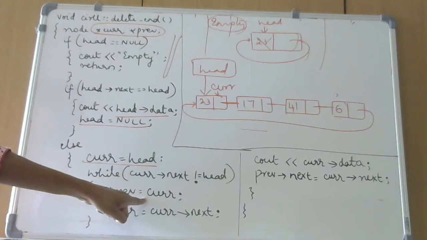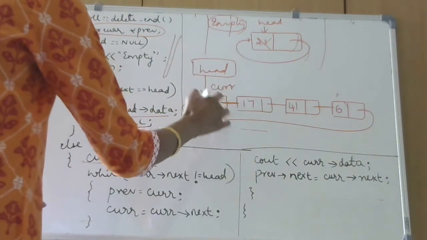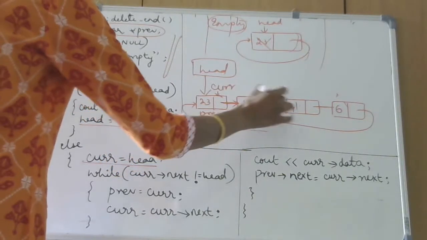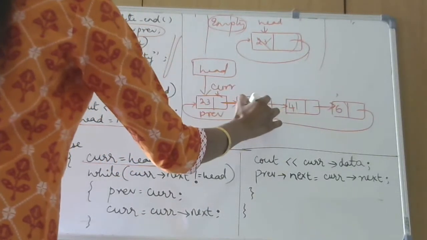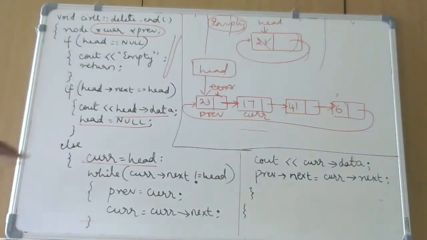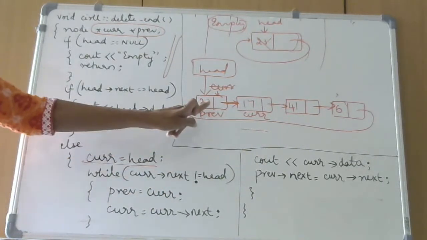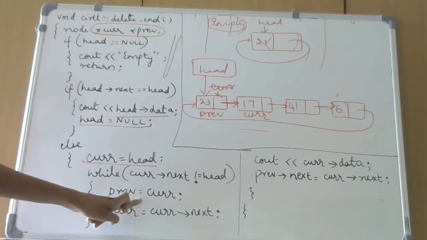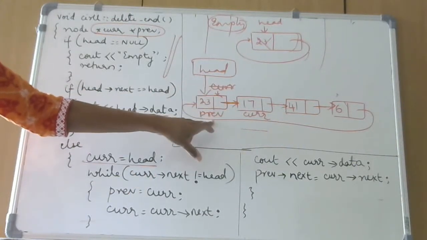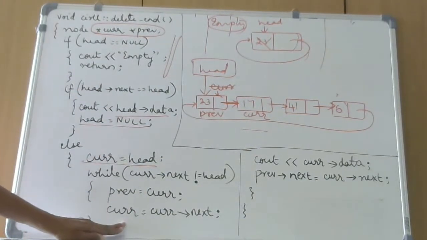What are we going to do? Previous is equal to current. Current is equal to current of next. So what is current? This one. This will become my previous. Current is equal to current of next. So this will become my current. This will not be current anymore. Okay? If this condition is satisfied, if current of next is not head, what are we doing? Previous is equal to current. Whichever is the current node, that will become the previous node. The next node will become the current node. Current is equal to current of next.